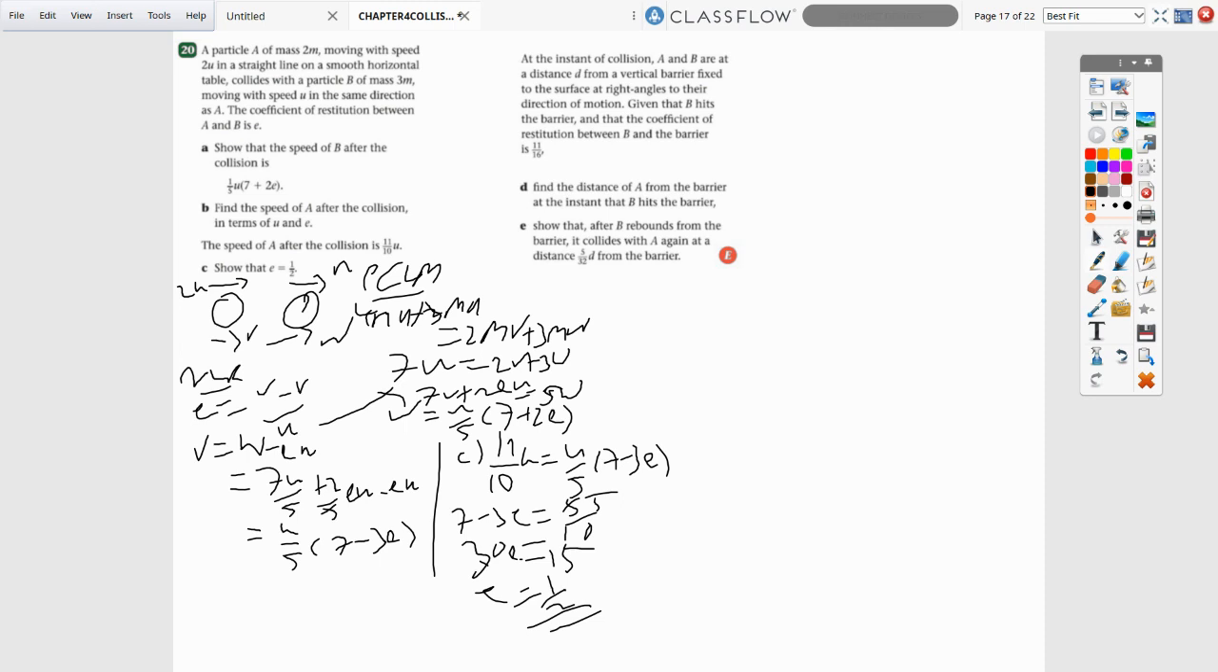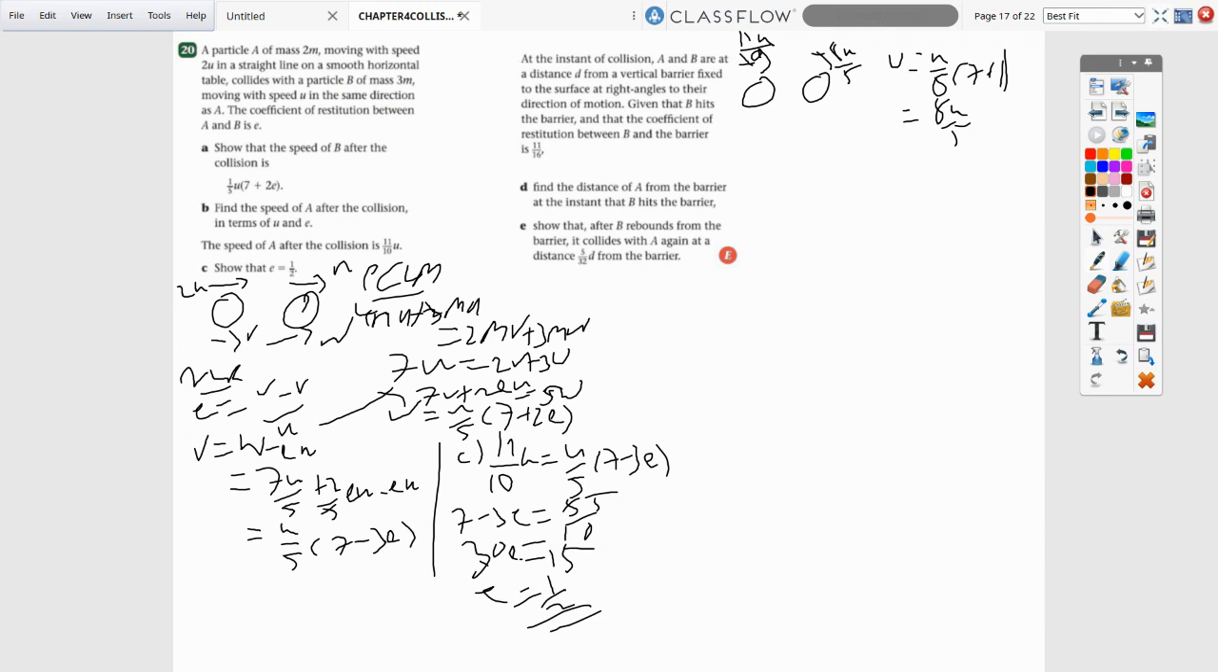So, this requires a bit of work. We've got the two particles. One going at 11u over 10, fair enough, that we'd have used in part C there. And the other one is going to be 8u over 5. Okay, we have everything that we need. We're told that e is a half, so we can actually get what w is in this case. So w is just going to be u over 5 of 7 plus 2e, with e a half. That's going to be 7 plus 1, which is 8u over 5.